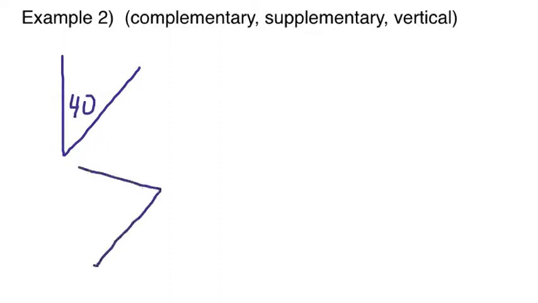Just to recap, complementary, supplementary, and then vertical angles, let's just sketch out the couple differences there. If I'm talking about complementary angles, I'm just simply talking about two angles that add up to 90 degrees. So if I had an angle here that was, let's say, 40 degrees, and then another angle that was 50 degrees, those two angles together would be complementary.